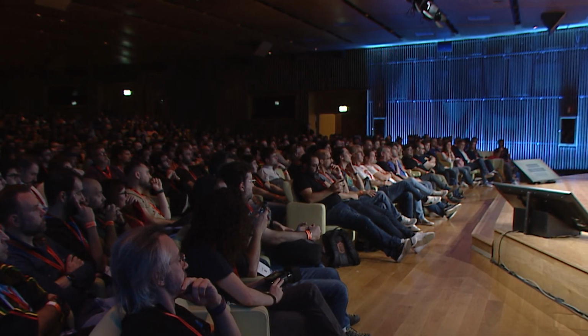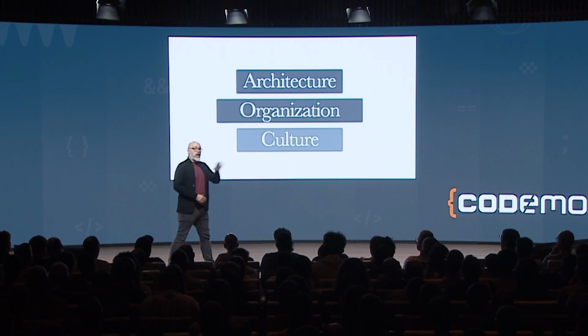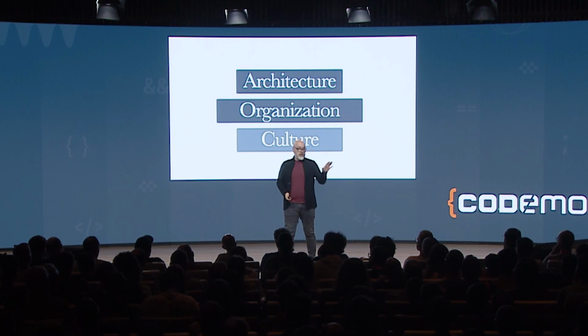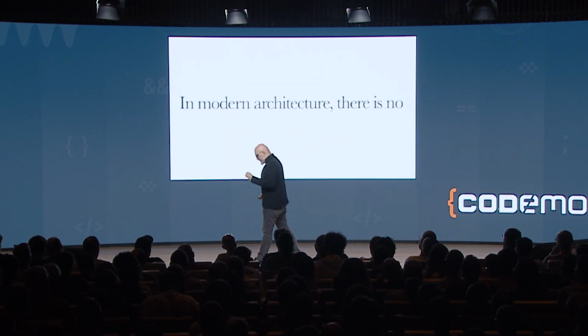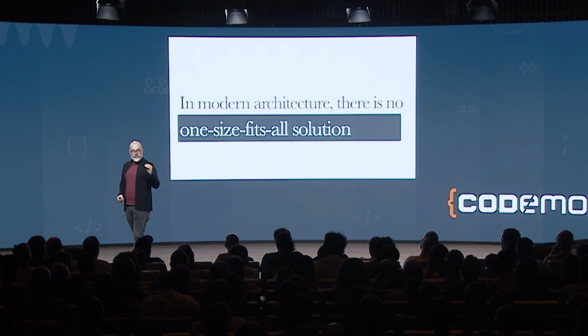And therefore, today we are going to cover this, and we're going to focus at the beginning on architecture and organization, because every time that you touch one of these dimensions, accidentally or intentionally, you're going to affect the others, whether you like it or not. Therefore, it's not an if, it's when. So in modern architecture, there is no one solution that fits them all, okay?